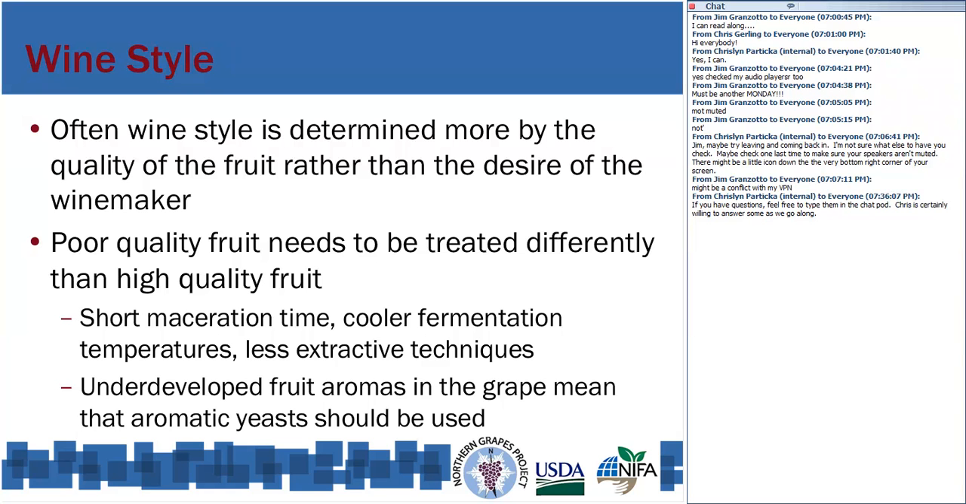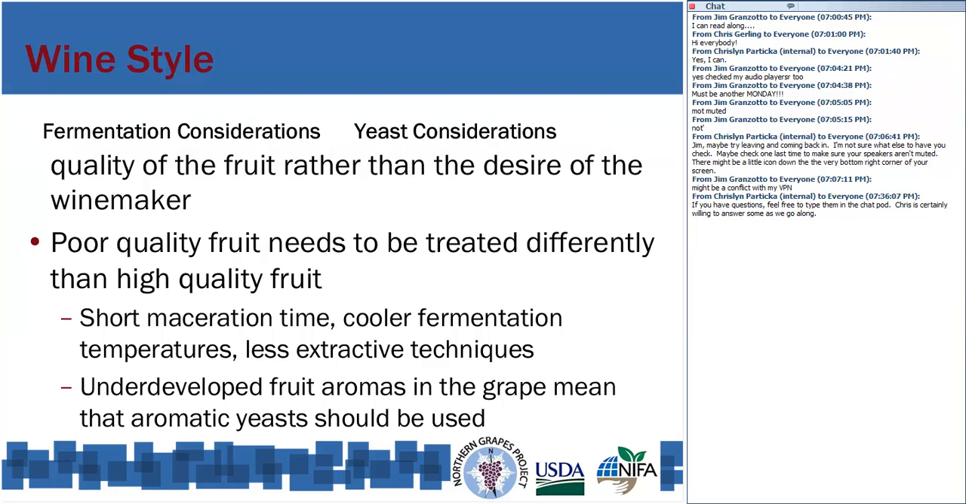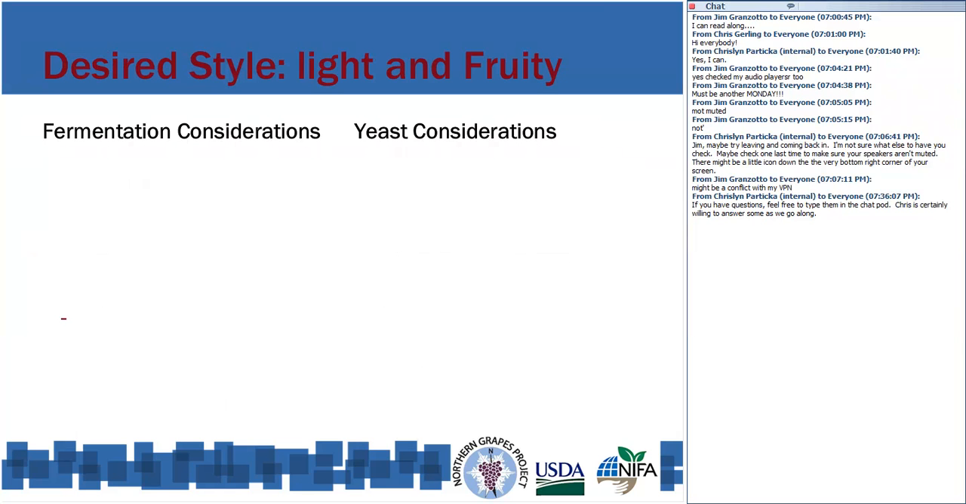You want a shorter maceration time, cooler fermentation temperatures, and maybe less extractive techniques because you're going to have green herbaceous aromas. And oftentimes you don't have the full aroma development of the grapes, so you need to use yeast that have some high aroma impact to give your wine some good aromas.